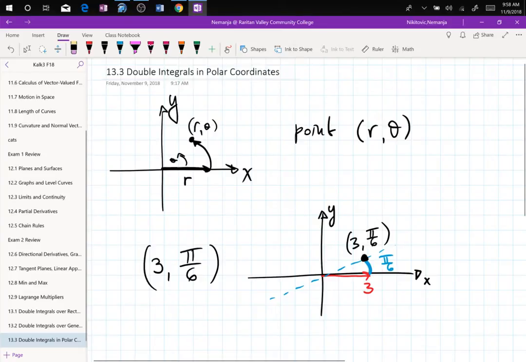So negative 3 pi over 6 would be actually here somewhere, because you draw negative r, negative 3, and then you go counterclockwise pi over 6, so you would go down, right? If it was negative pi over 6, you would go up, because that would be clockwise.